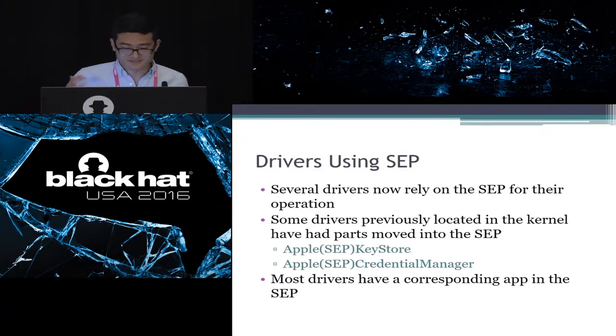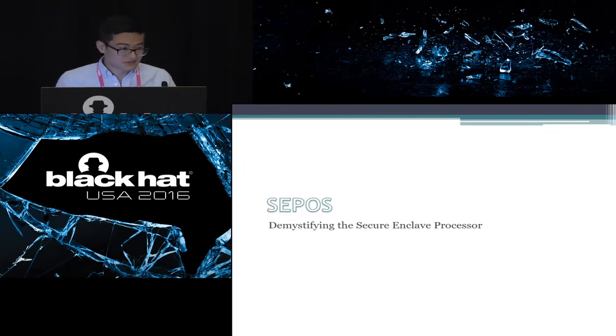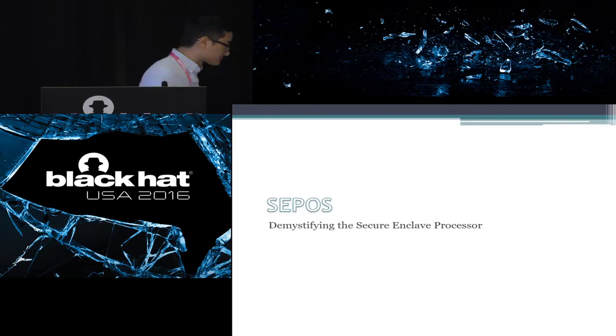With this RPC mechanism, a lot of the drivers that used to be exclusively in the iOS kernel have now been moved to the SEP. What used to be Apple Key Store is now renamed Apple SEP Key Store, and what used to be Apple Credential Manager is now named Apple SEP Credential Manager. These kernel extensions are merely stubs that just call into the corresponding application in the SEP using that communication mechanism. And now Tarjay will talk a little bit about the details of how SEP OS works.